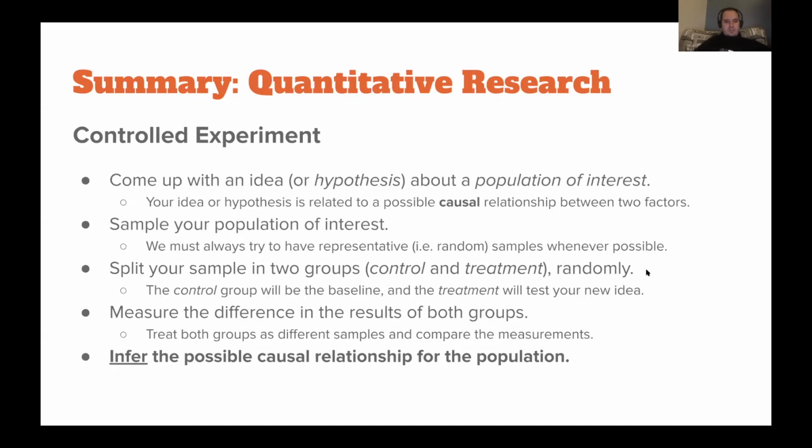You come up with an idea, again, about a population of interest. And in this case, the idea is related to a possible causal relationship between two factors. So it's not anymore about just any relationship between two factors. It's a causality relationship. So you have a hypothesis that a certain thing is causing something else to happen.